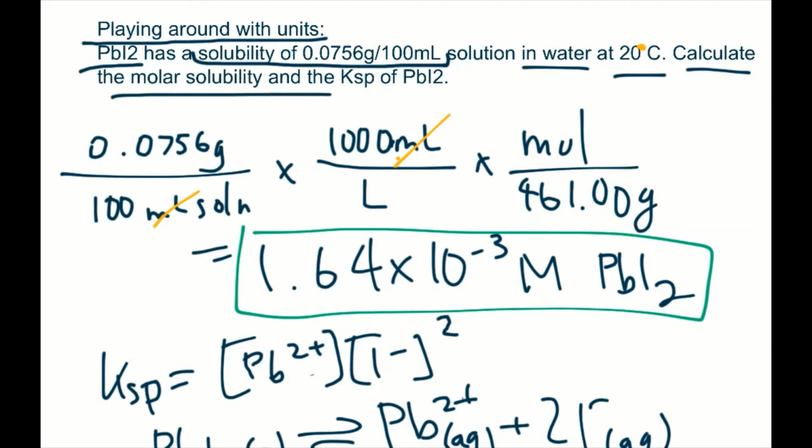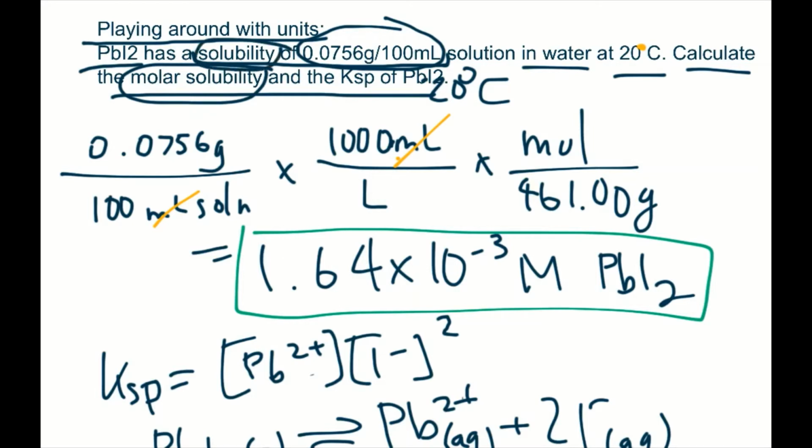Calculate the molar solubility and the Ksp of lead(II) iodide at 20 degrees Celsius. So I should write that. And the first thing I would do is try to convert the solubility into molarity, since we need the molar solubility and not just the solubility.